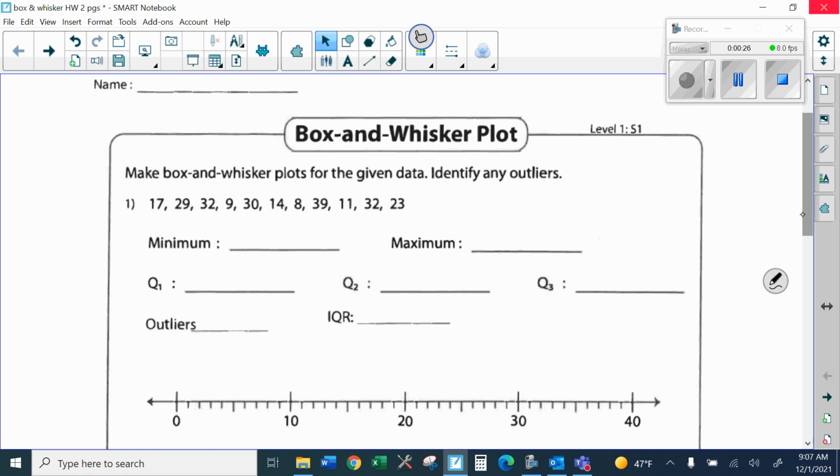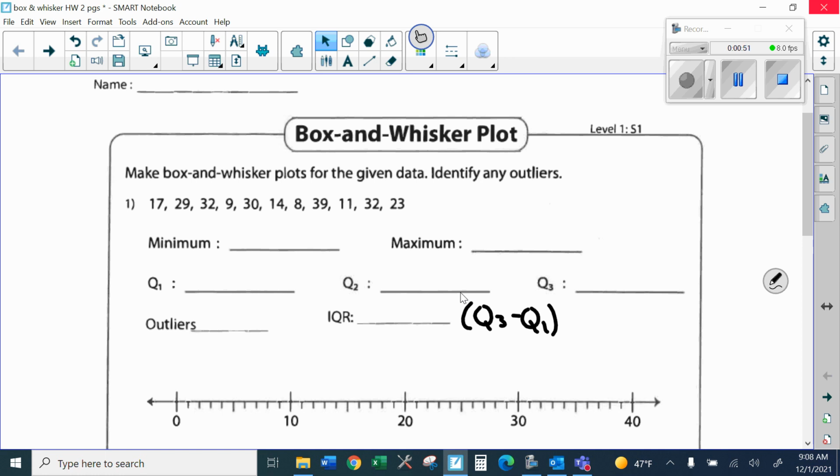IQR is interquartile range, which is Q3 minus Q1. So you just take your Q3 answer and subtract your Q1 answer. That's called the interquartile range. You'll be asked this information, and if there are any outliers, on the DCAS as well. So you need to know how to do this.